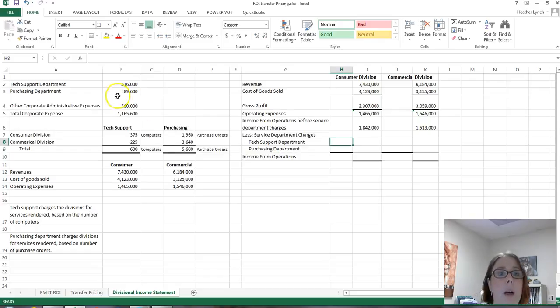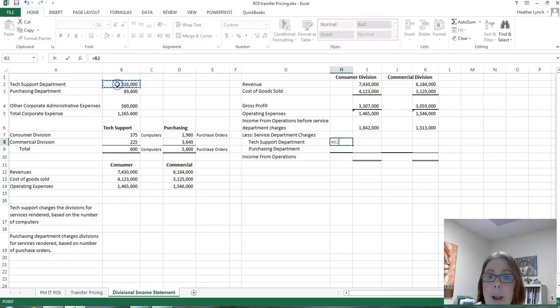Okay, they're showing up here that we have $516,000 of expenses for tech support. Remember I told you that tech support charges the division for services rendered based on the number of computers. So what we need to do here is take that $516,000, divide it by the 600 units, and then times it by the 375 computers, because that's how many computers the consumer department has.